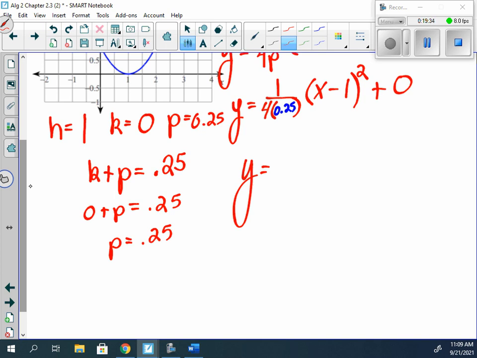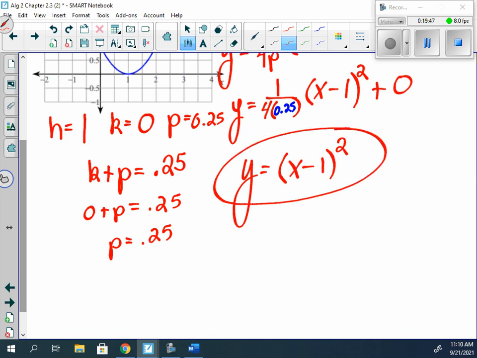Okay. What is 4 times 0.25? 1. 1 divided by 1 is 1. Since it's simplified to 1, I don't have to write in 1 times the parentheses, because leaving it out says the exact same thing. So really this here is just the equation y equals (x minus 1) squared. Questions on this here?